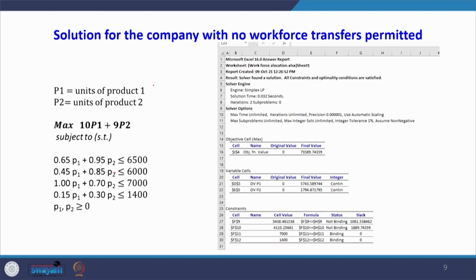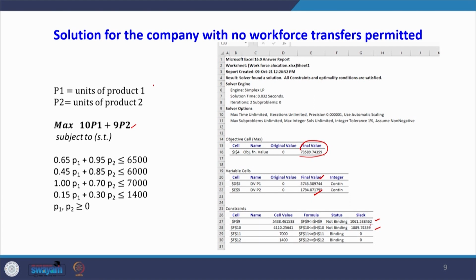On the left hand side there is the maximization of 10 P1 plus 9 P2. On the right hand side I have brought the screenshot of our Solver solution. This is our final value, where we get the values of P1 and P2. Here we can look at how we are going to use the problem. You see that there are two constraints that are less than or equal to type, so there is a slack variable.